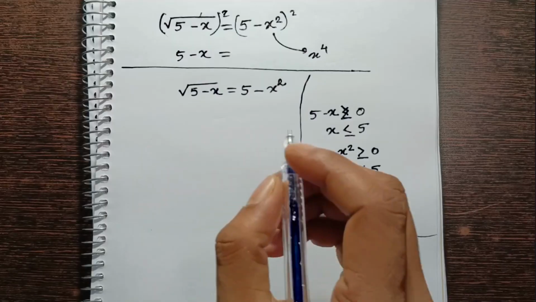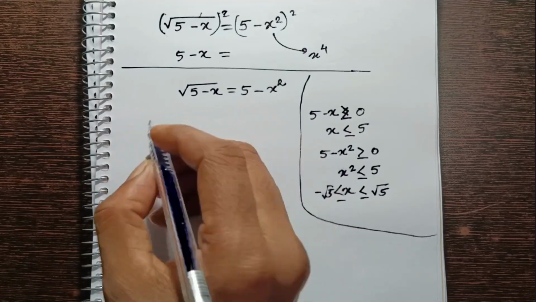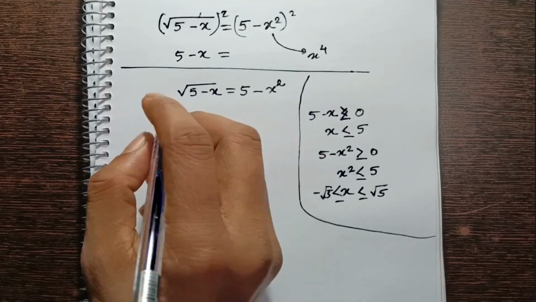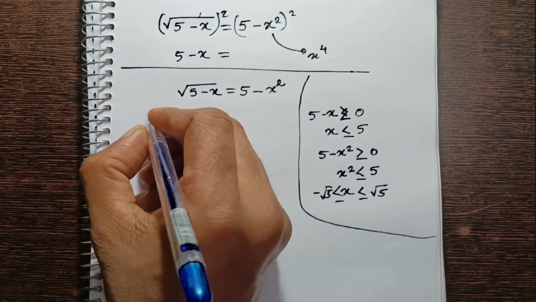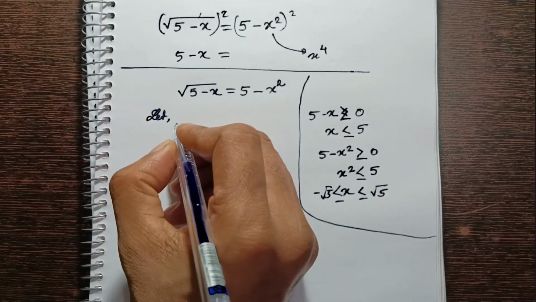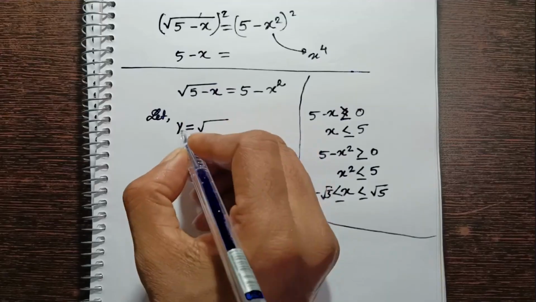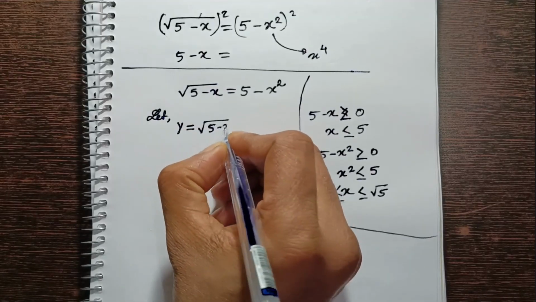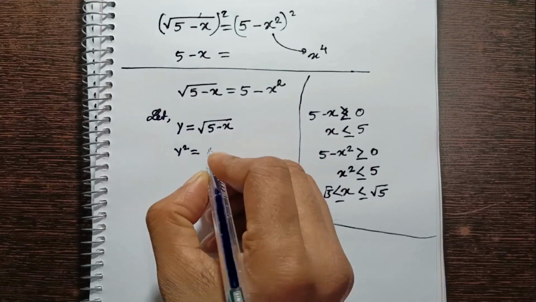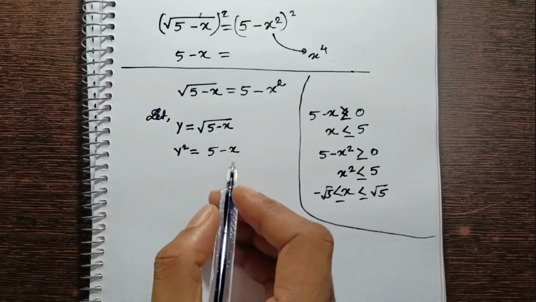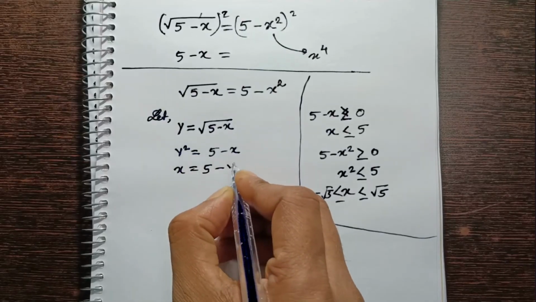Now, here's the trick that makes this problem solvable and, quite frankly, beautiful. We're going to use substitution, but not just any substitution. We're going to exploit the symmetry I mentioned earlier. Let's introduce a new variable. Let's call it y, and we'll set y equal to that entire square root term. So y equals the square root of 5 minus x. Now, if we square this new equation, we get y squared equals 5 minus x. And if we rearrange this just a tiny bit, we can see that x equals 5 minus y squared.